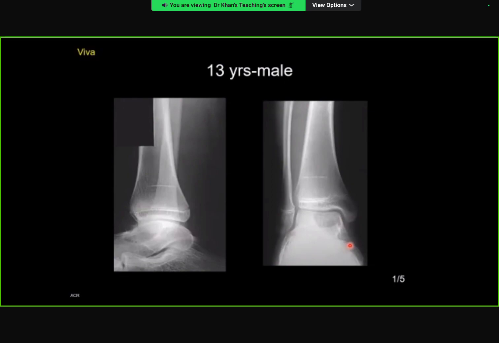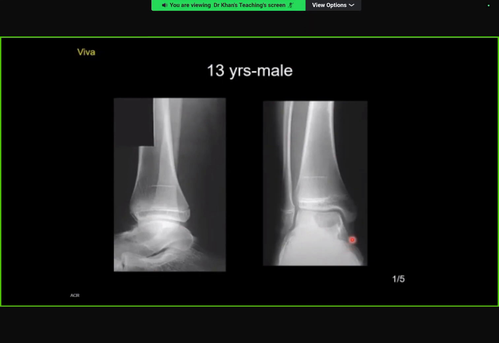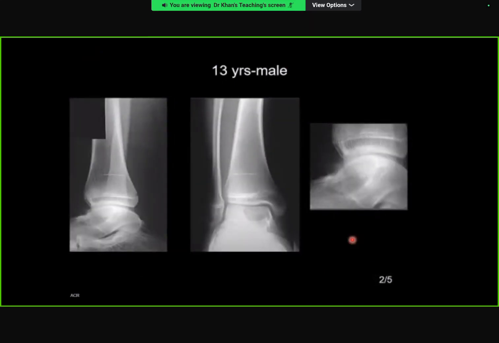plain X-ray of the ankle of a 13-year-old patient, which is demonstrating a lucent lesion in the dome of the talus on the medial aspect with a narrow zone of transition. There's no surrounding associated periosteal reaction. Concentrate on this one. Well done. Please carry on. There's no surrounding periosteal reaction.